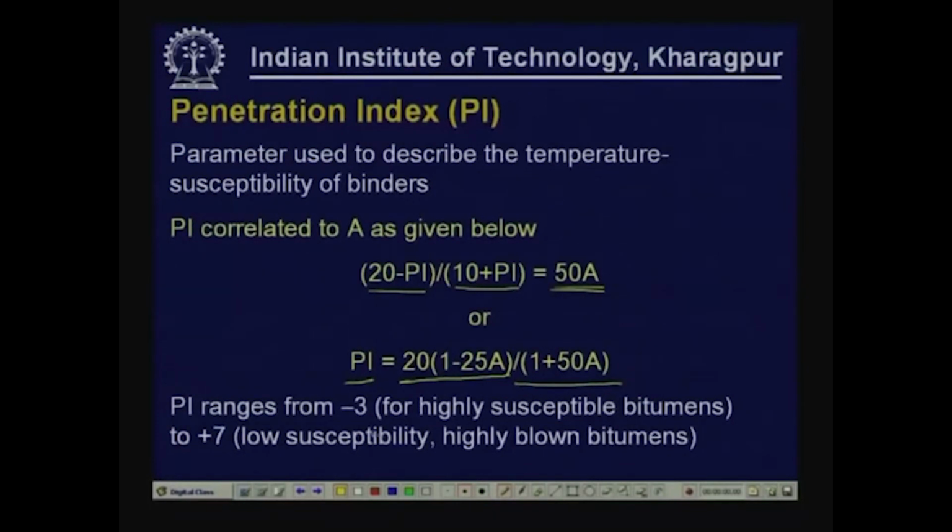PI normally ranges from minus 3 for highly susceptible bitumens. These are highly temperature susceptible bitumens if you get a value of minus 3, to plus 7 for low temperature susceptibility. You get such high values especially for highly blown bitumens, when these bitumens are already blown, oxidized to a significant amount. So, they are not going to be so temperature susceptible compared to straight run bitumens.